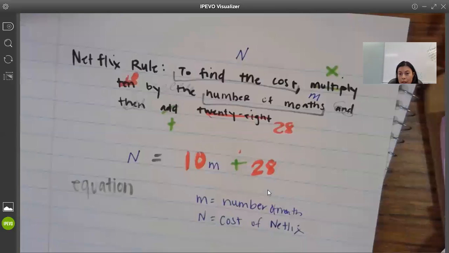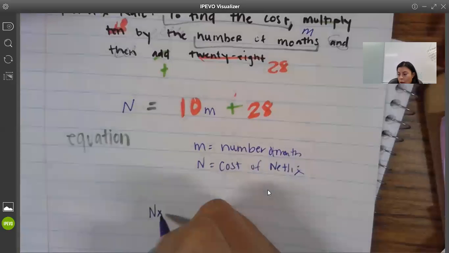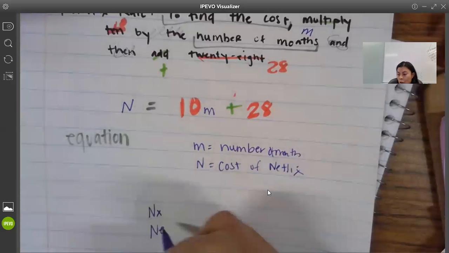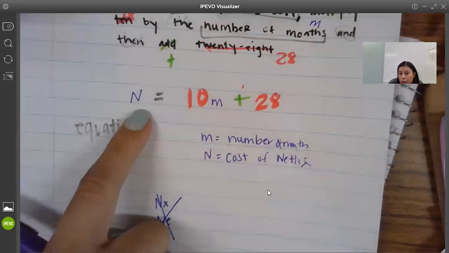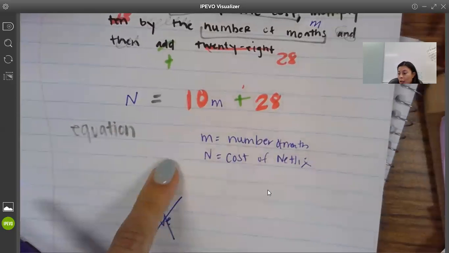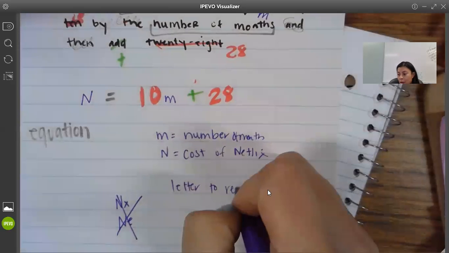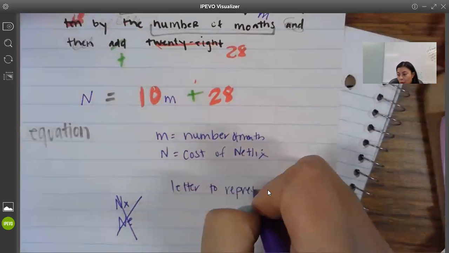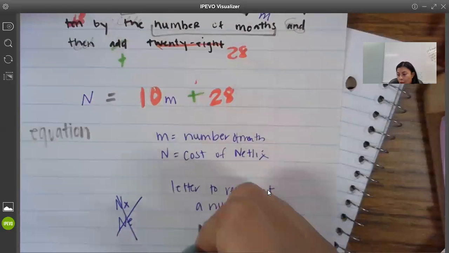Now, notice I did not say NX or NE for Netflix. I didn't use that because every letter in math is going to represent something different. Just the same reason I didn't write Netflix, because every letter in Netflix would represent a different variable. Anytime you use a letter in math to represent a number, it's by letter, not by word. That is called a variable.